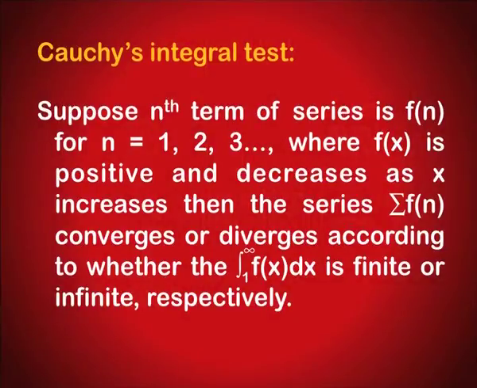Second test, Cauchy integral test. Suppose the nth term of a series is fn for n equal to 1, 2, 3 and so on, where f(x) is positive and decreases as x increases. Then the series sigma fn converges or diverges according to whether the integral from 1 to infinity of f(x) dx is finite or infinite respectively.